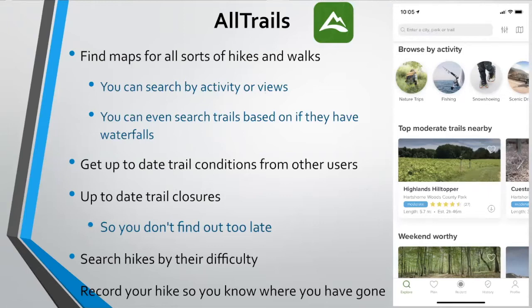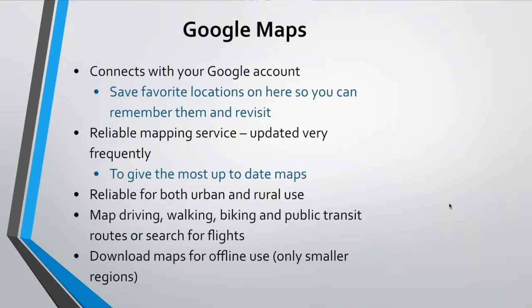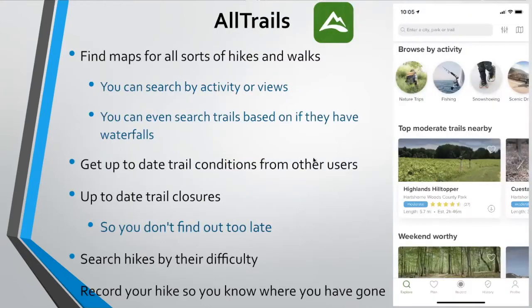So kind of how on Waze it allows users to put in a report like, oh, there's a police there. Like other users can put in their input. It's not in real time, but it does help having some feedback from other users. There are up-to-date trail closures, so you don't find out too late.